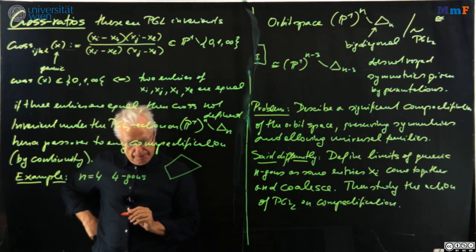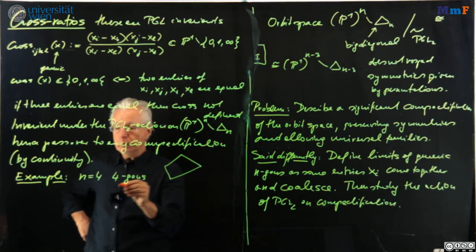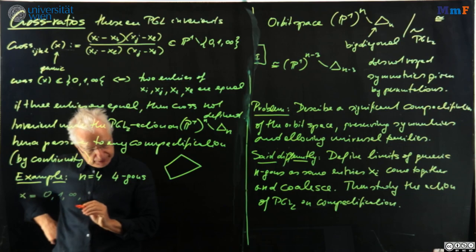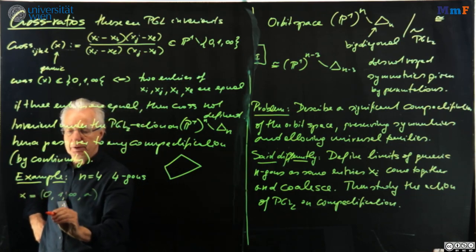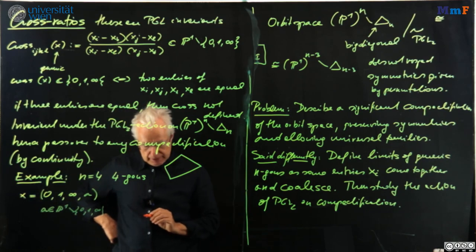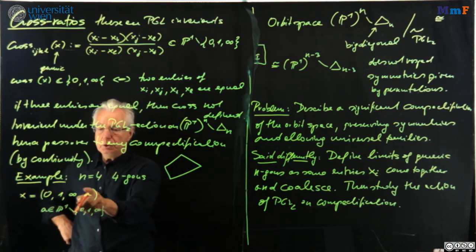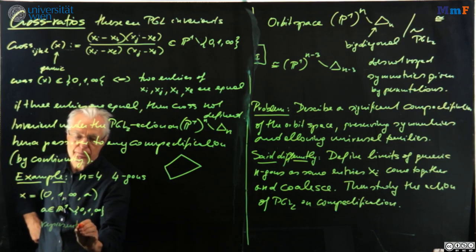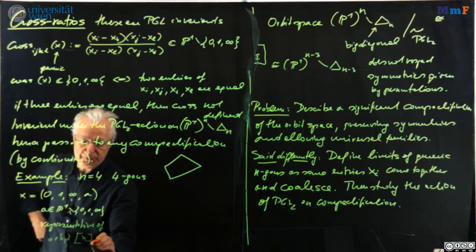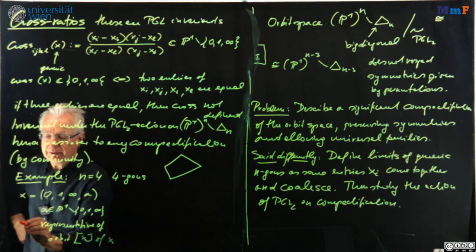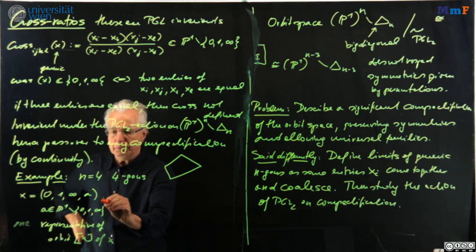And now, by the action of PGL2, I can already write x equal 0, 1, infinity, and then I want to call the last entry A. So A will be in P1 minus 0, 1, infinity. So this would be one choice of representative of the orbit. I write the orbit as bracket of x, I hope you can read here. Yes? So this is one representative. But we can take other ones.